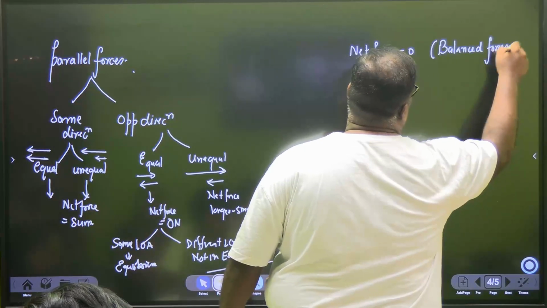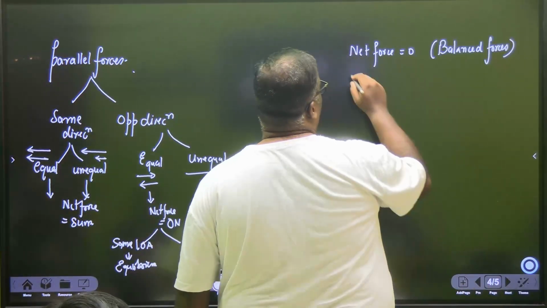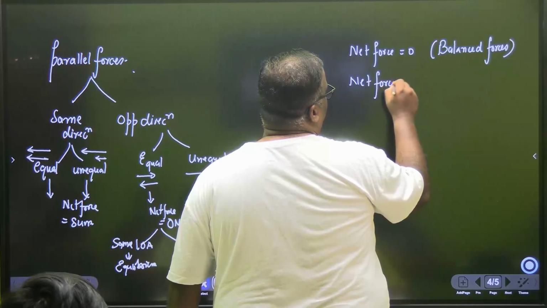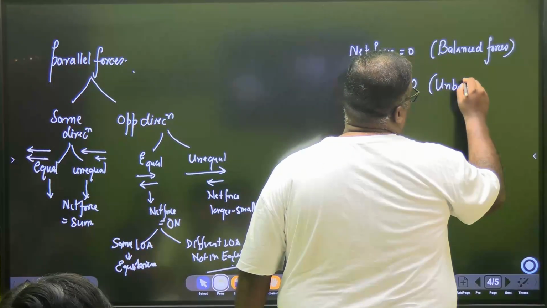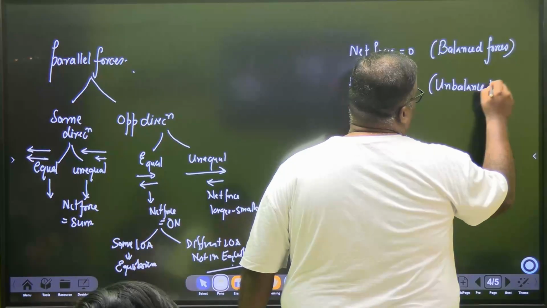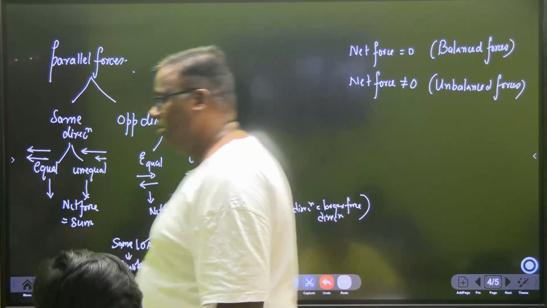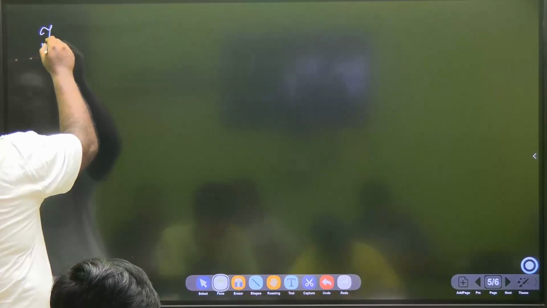However, please understand, balanced forces does not mean that the body will be in equilibrium. And if the net force is not equal to zero, then the system is said to be under unbalanced forces. भाई साहब क्लियर हुआ तो सब कुछ? चलिए अगला सेक्शन में हम देखेंगे टाइप्स ऑफ फोर्सेस.